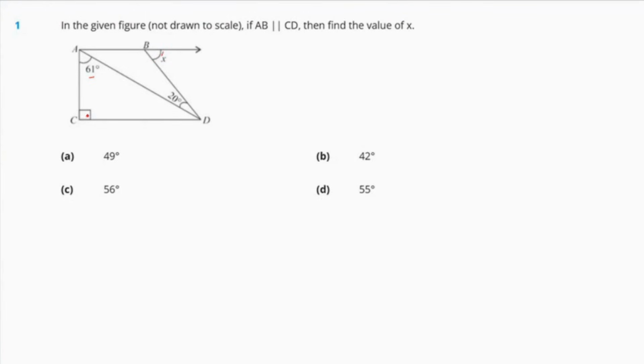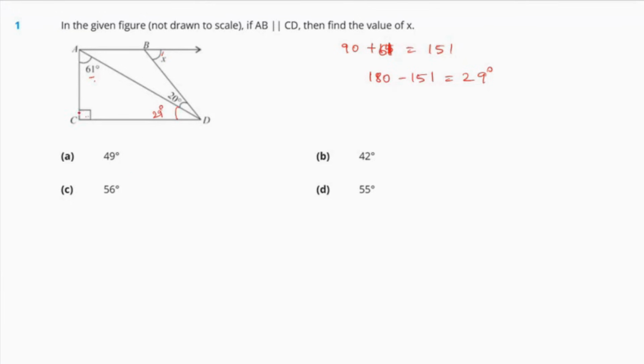So how can we figure out this angle? Since this angle is 90 degrees and this angle is 61 degrees, we already know that the sum of all three angles of a triangle is 180 degrees. Correct? So we will add 90 and 61 together. When we add 90 and 61 together, we get 151. From 180, we can subtract 151 and we will get what? 29 degrees. So this angle will be 29 degrees. Okay, this we can do.